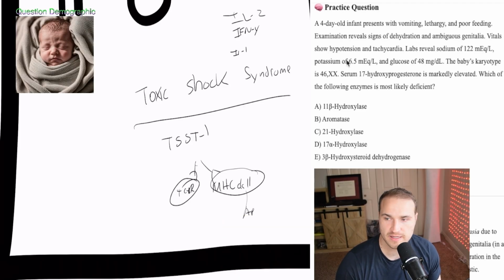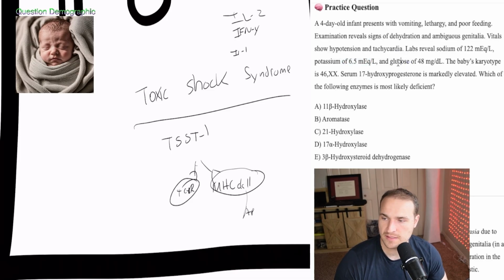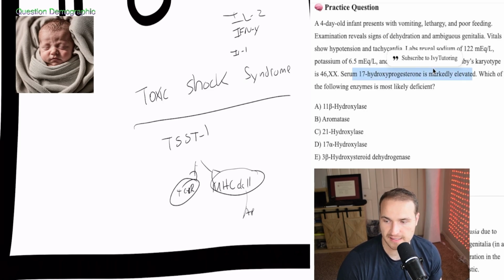All right, for the next question, we got a little baby, a 4-day-old infant, presents with vomiting, lethargy, poor feeding. Examination reveals signs of dehydration and ambiguous genitalia. Sodium is 122, potassium 6.5. So that's a low sodium, high potassium. Glucose of 48. Oh, genetically female. So this is congenital adrenal hyperplasia. And they give us the 17-hydroxyprogesterone is markedly elevated as well, and that's diagnostic for it.